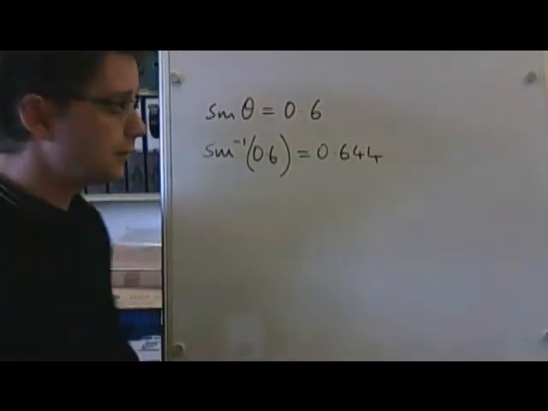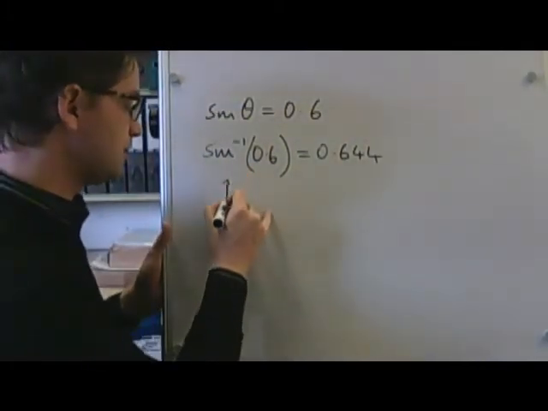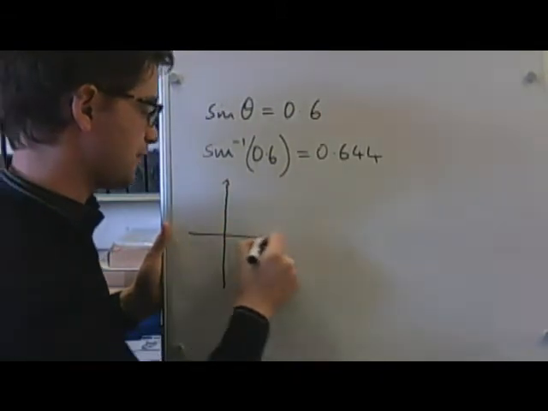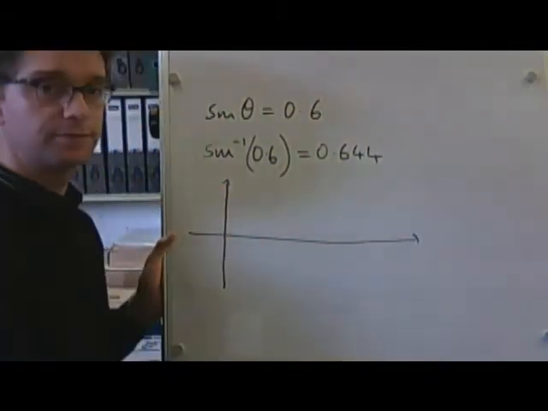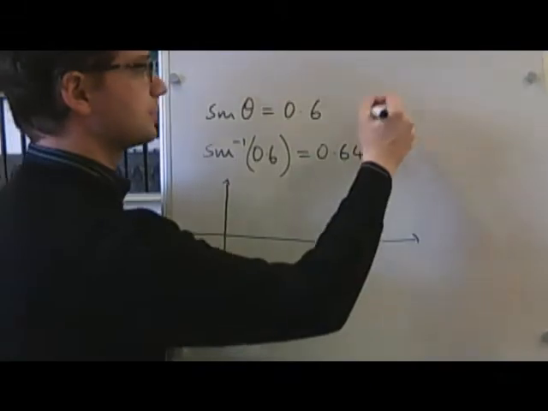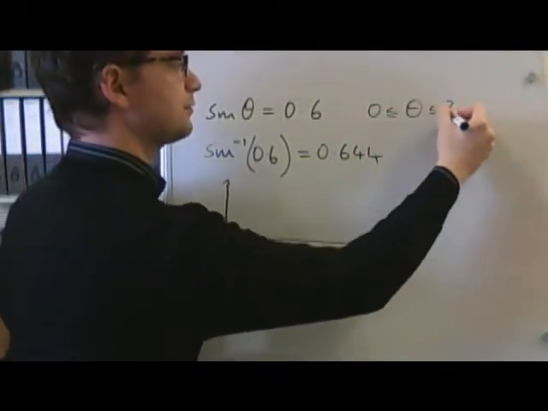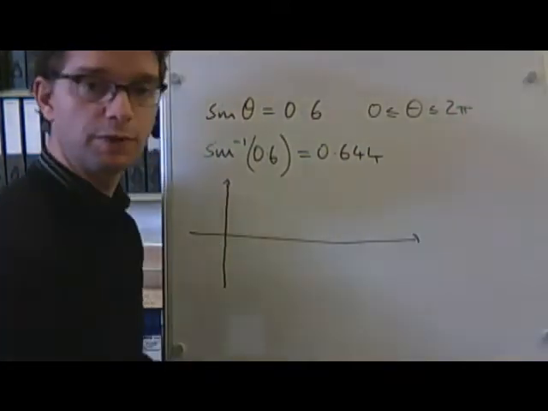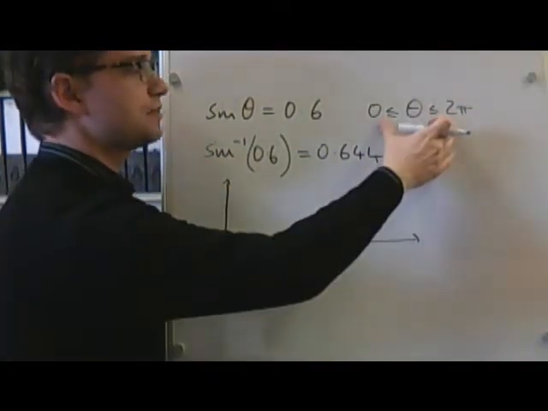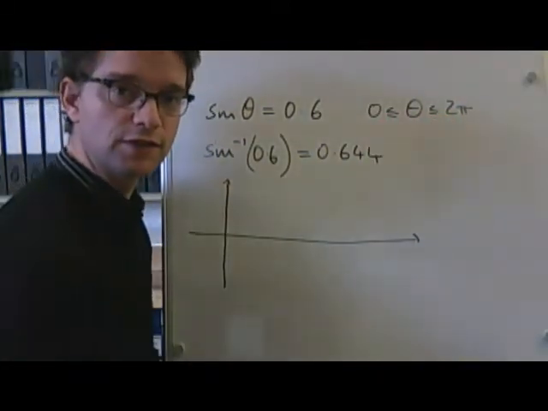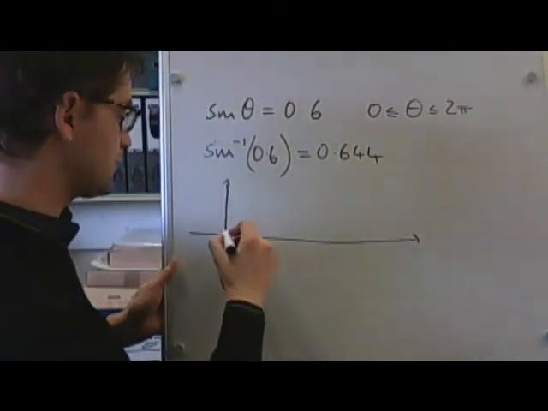Once I've got that, I'm going to use that with the curve to find other possible solutions. And I should have said, we're looking for all solutions here in which 0 is less than or equal to theta is less than or equal to 2 pi. You'll always have some kind of range of solutions in which to find the answers to your problem.